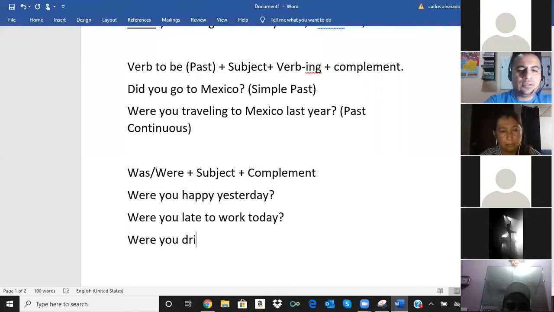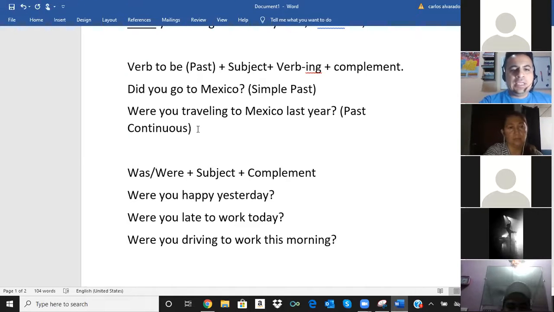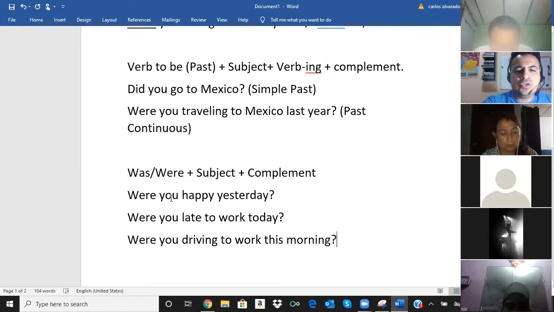Were you driving? Driving to work this morning? Were you driving to work this morning? Okay, very good. Y pueden continuar. We use the verb to be with the at the beginning to make questions.